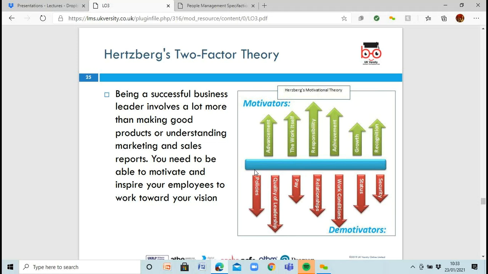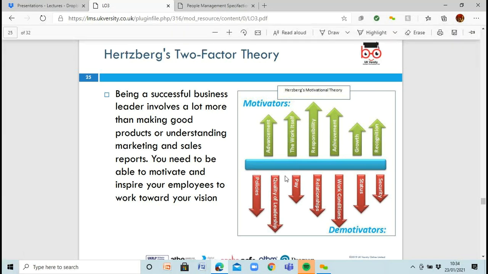So we've got Hertzberg's two-factor theory. So Hertzberg believes that being a successful business leader actually involves a lot more than just making good products or understanding the market, that you actually need to be able to motivate and inspire your employees as well. So if we refer to this image here, we've got a few arrows going upwards and a few arrows going downwards. So we've got motivators and demotivators.